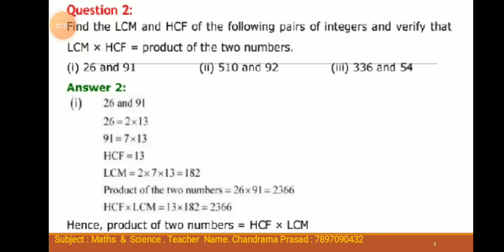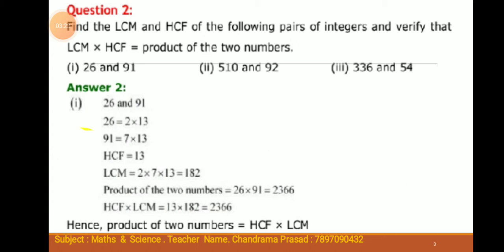Question number 2. Find the LCM and HCF of the following pairs of integers and verify that LCM into HCF equals the product of the two numbers. First, 26 and 91. Second, 510 and 92. Third, 336 and 54.